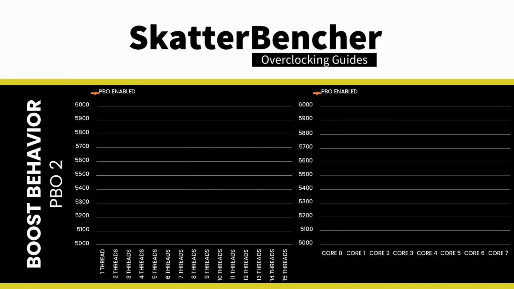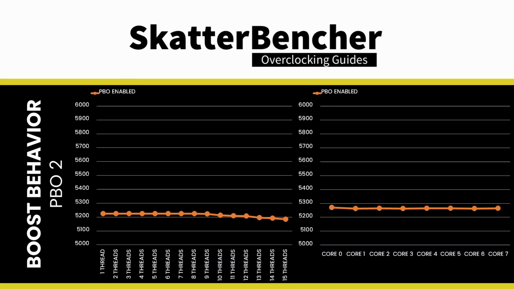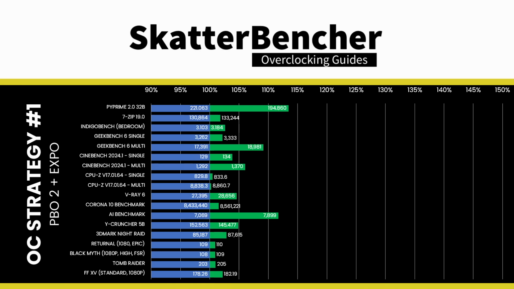The boost frequency at one active thread is about 5225 MHz, and the average boost frequency gradually trails off to 5185 MHz when all cores are active. All cores can boost to over 5.25 GHz in single-threaded workloads. We reran the benchmarks and checked the performance increase compared to the default operation.